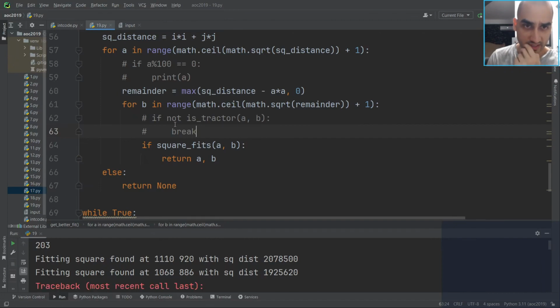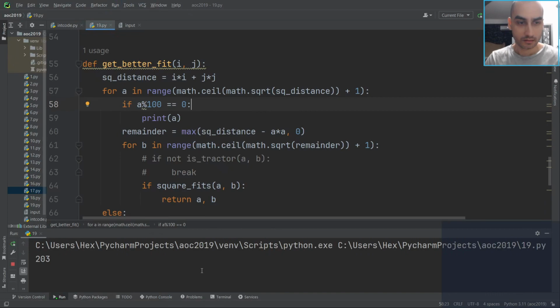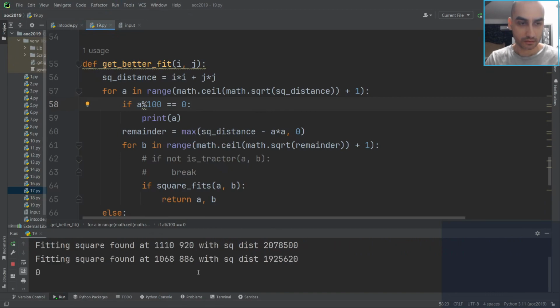Alright, why is it taking so long? Let's have a look at this. I guess we need to be doing some sort of simplifying here. It doesn't even reach... Oh, something's definitely wrong here then.